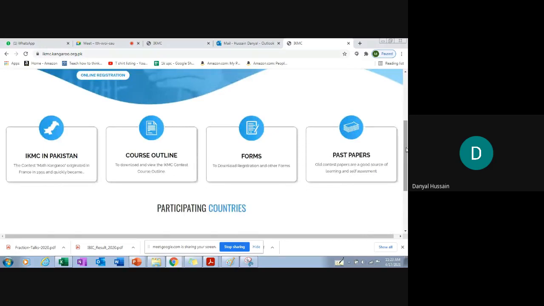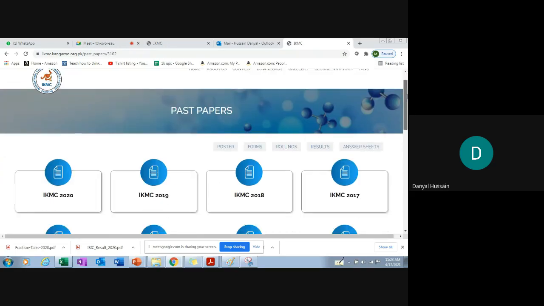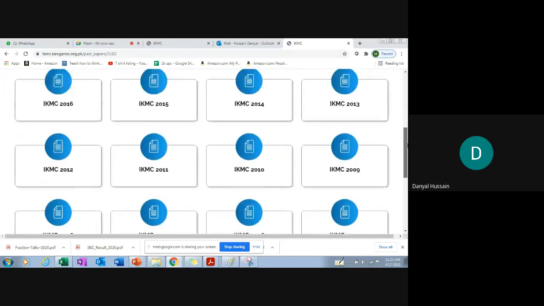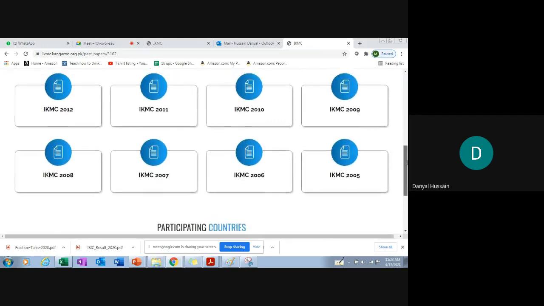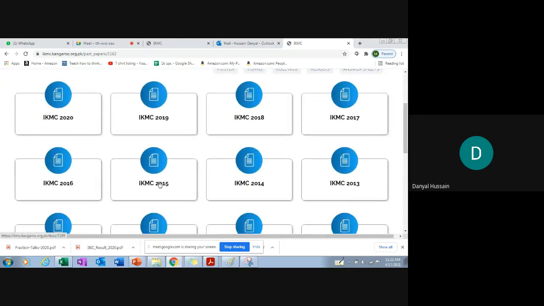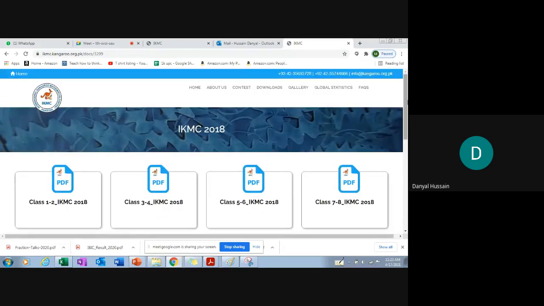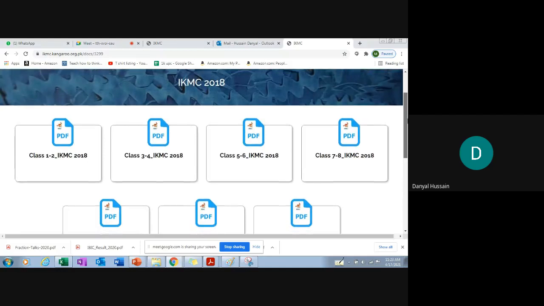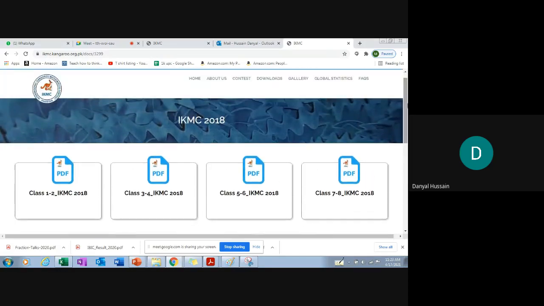If we scroll down the website, there is a link of past papers. We will click on it. You can see that from 2020 till 2005, there are so many past papers available here. If I click on 2018, these are the past papers for 2018 for different grades. You can download for grade 6 by clicking here. You can download for grade 7-8 by clicking here.